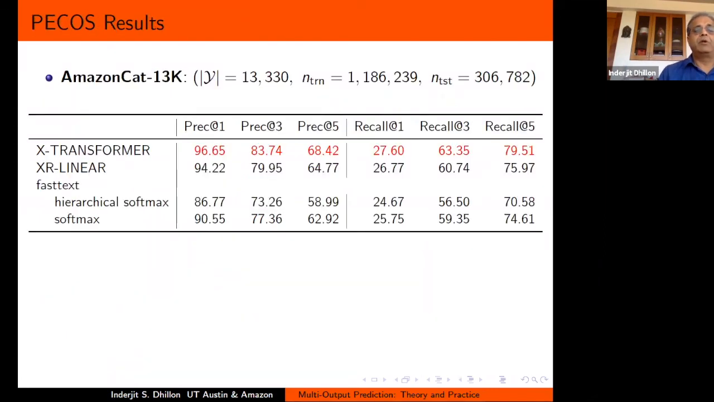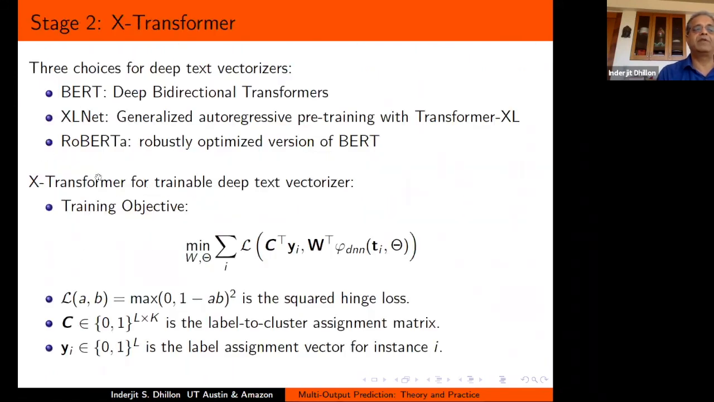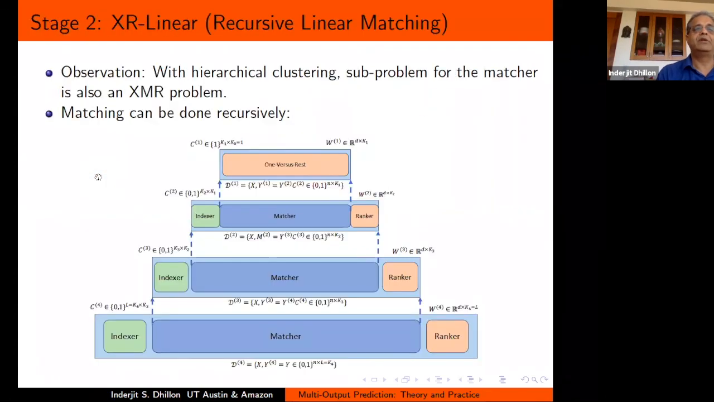So let me talk a little bit about results for PECOS. Amazon Cat is not a huge data set. It has 13,000 labels and over 1 million training examples. And we call our method, so this previous method is called XTransformer, and then the recursive linear method is called XR-Linear.